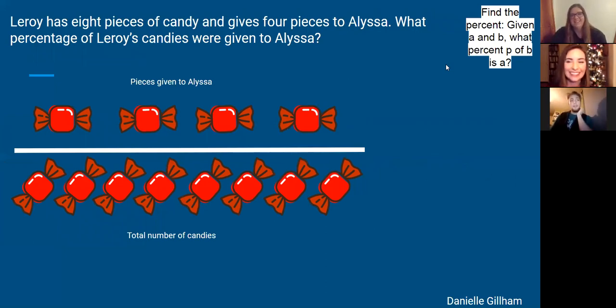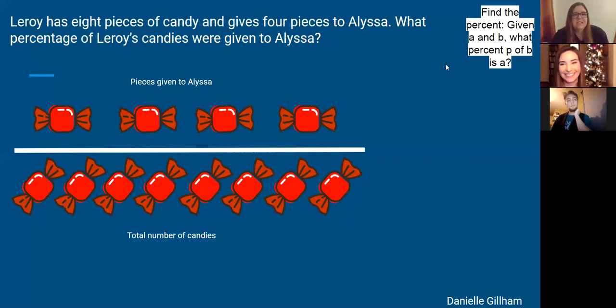Danielle, say I have a friend named Leroy, and he's selfish. Leroy has 8 pieces of candy, and he gives 4 pieces to Alyssa, even though she doesn't deserve them. What percentage of Leroy's candies did he give to Alyssa? So this is the whole method of finding the percent given A and B: what percent P of B is A. Leroy has 8 pieces of candy, but he gave 4 pieces to Alyssa.